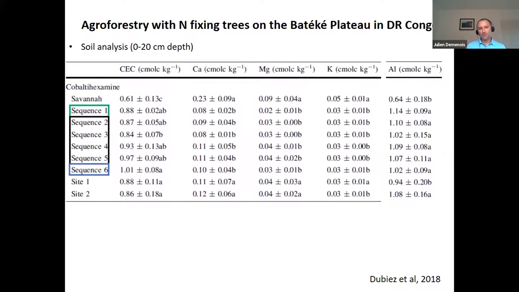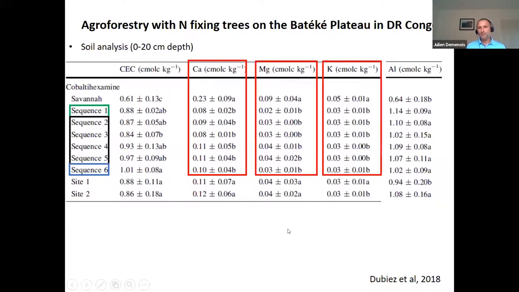Here we have the same different modalities with the savanna, afforestation, second fallow, and third fallow, and several nutrients which were measured: calcium, magnesium, potassium, and aluminum. And what we saw is that due to the implementation of the afforestation, of the agroforestry system, we have a decrease in the content of calcium, a decrease also in the content of magnesium, and also in potassium. And on the reverse, an increase in the content of aluminum in the soil, which is of course an issue in terms of sustainability of the system and in terms of sustainability of nutrient uptake for the agroforestry and the crop production.